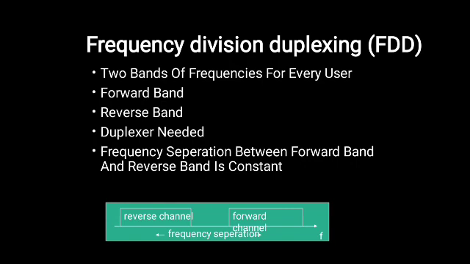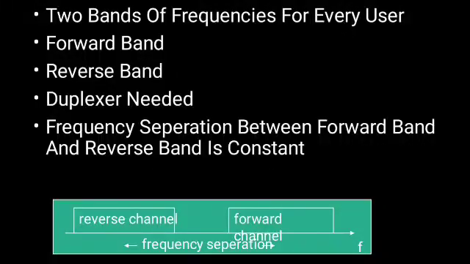Before going for the narrowband system, we will look at frequency division duplexing. Duplexing means when we are going to transmit data, at the same time we are in need of receiving data also. So two bands of frequencies for every user are needed for transmission as well as for reception. Here we are in need of a duplexer circuit, so for transmission as well as reception we use separate bands. See that one. Here we use a reverse channel with a different frequency, and then we have a forward channel with different frequencies.